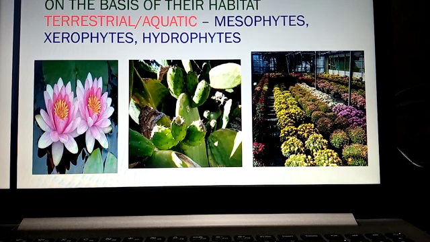Now coming to the xerophytes. Xerophytes are the plants that grow in desert. Xero means desert. Here in the second picture you can see the cactus, children, the cactus plant which grows in the desert. These plants need a very small amount of water, even very less when compared to that of the mesophytes. So they need a very small amount of water for survival, and they have long roots, children.